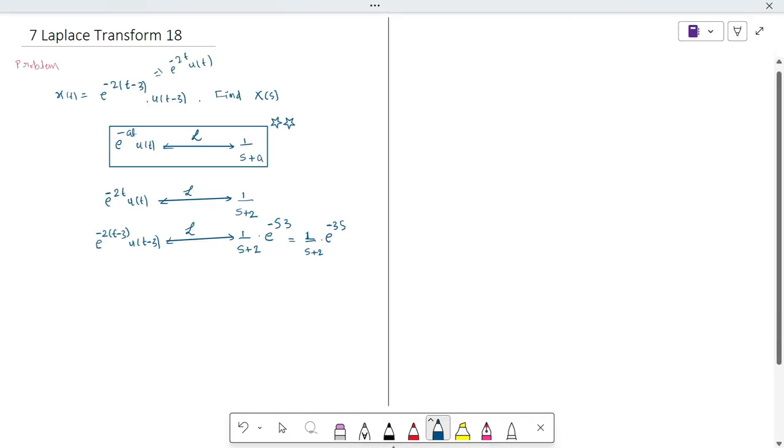Next property, frequency shifting, which is shifting in the s domain.